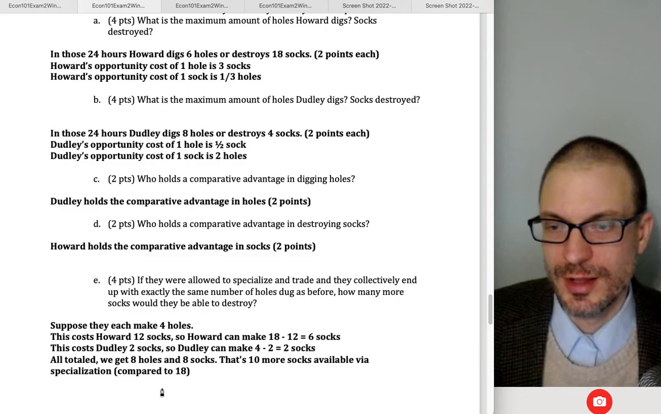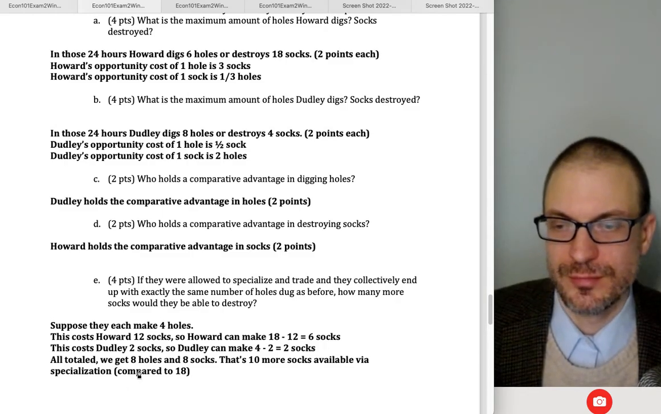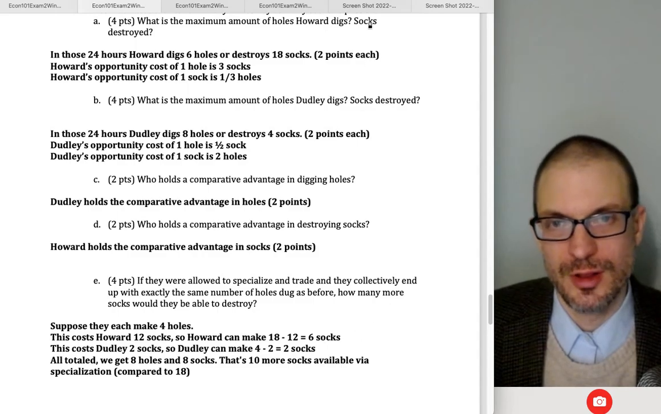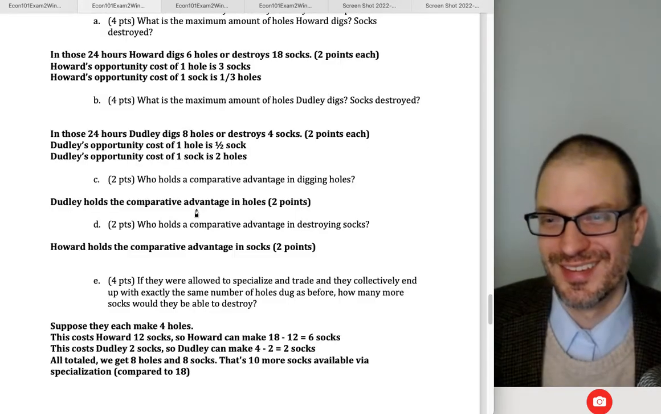Right, so they get 18, right, when specializing. They'd get 8 when working alone, so 10 more available through specialization. Here's Howard. Here's Dudley. All right.